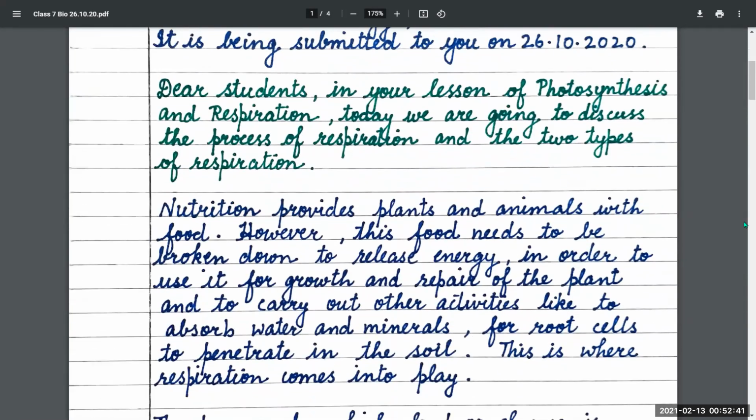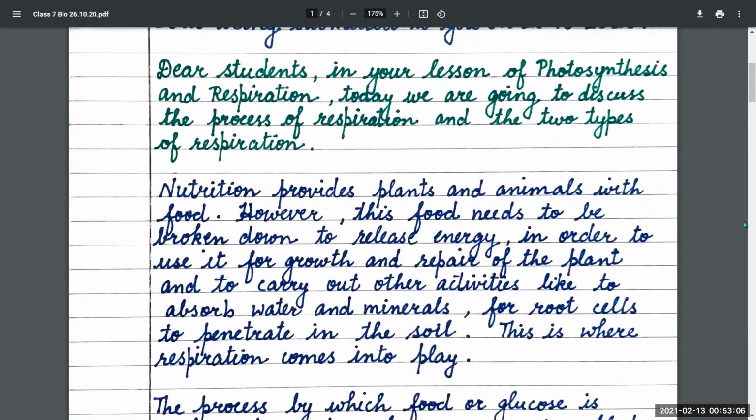Dear students, in your lesson of photosynthesis and respiration, today we are going to discuss the process of respiration and the two types of respiration. Let us start.